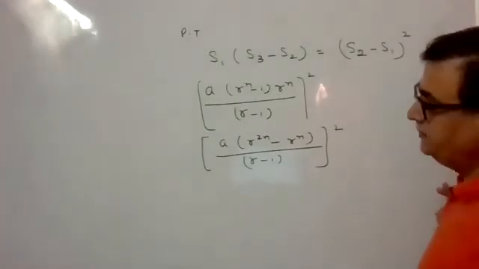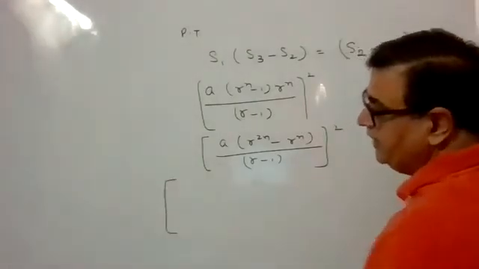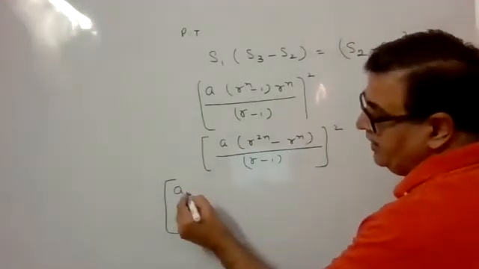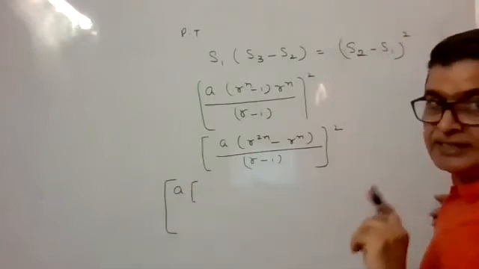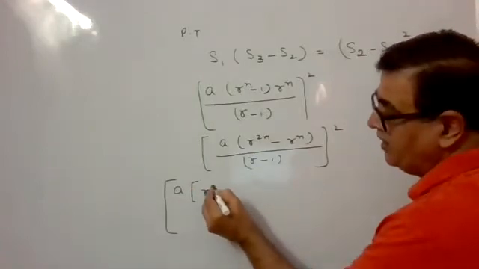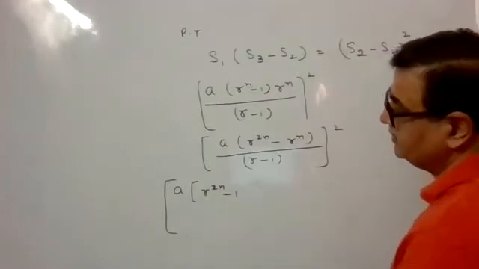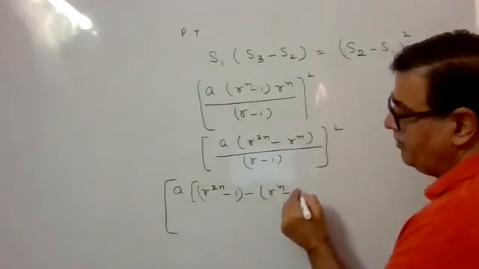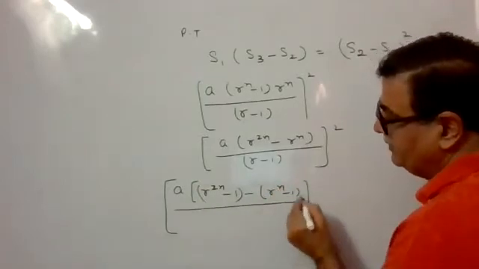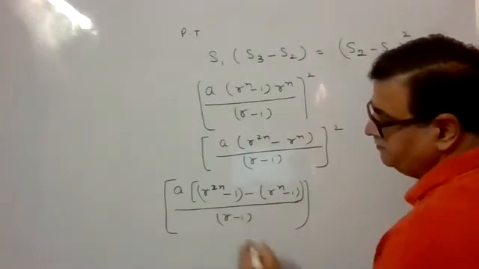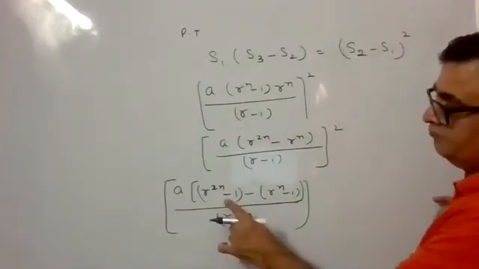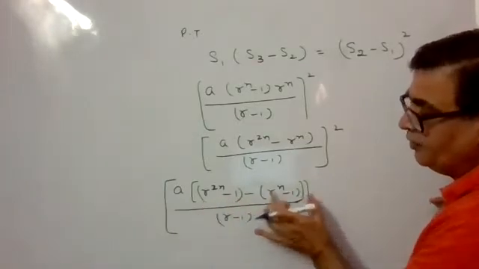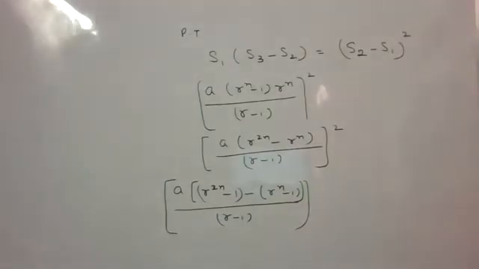Till now it's clear? Yes, please. Anyone? Any doubt? No. Just check here. I want S2 minus S1. So what do I do in this case? R power 2n minus 1, minus this I will write as R power n minus 1. So one is added and one is subtracted. Minus 1 and this is plus 1. So one added, one subtracted. This will be a clear formula.